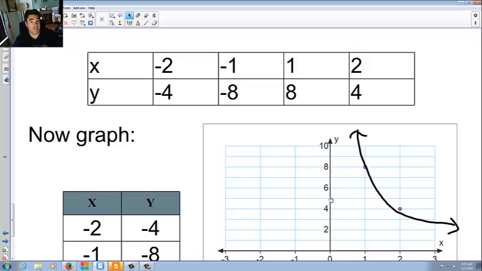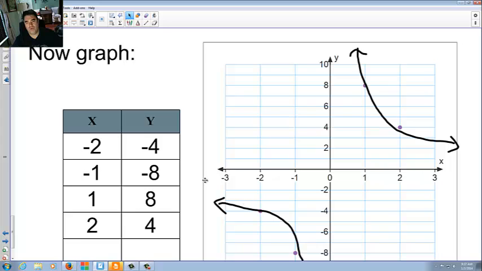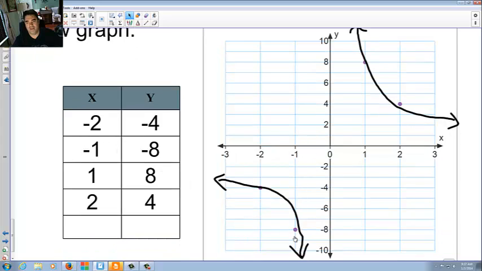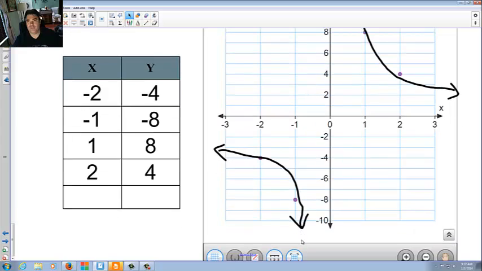Fill in the table like so. Plug it in, plug it in. So when it's negative 2, we're down to negative 4. When we're at negative 1, we're down to negative 8. When we're up over 1, we're up 8. Over 2, we're up 4. Notice how it's starting to form that, again, that curvy inverse variation line.